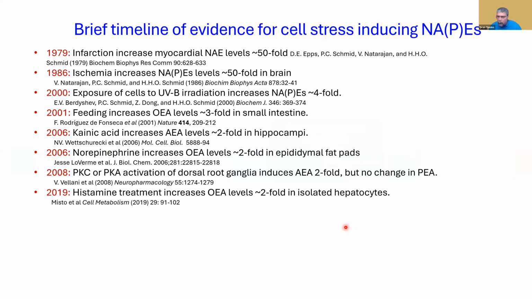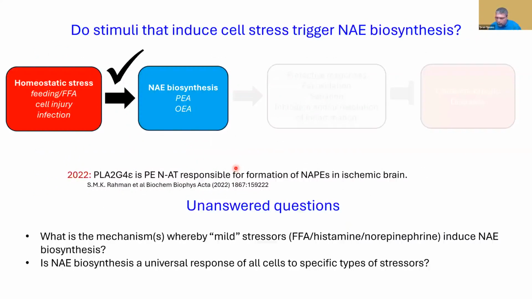And then a number of other of these, what I'd call homeostatic stressors, also give small changes in NAPE and NAEs. So for instance, feeding, which of course increases the level of free fatty acids fairly dramatically, will increase OEA levels about 3-fold. Kainic acid, norepinephrine, PKC, PKA activation, histamine, all of these will give about a 2 to 4-fold change in various NAEs. So there is at least this patchwork of knowledge that some stressors are inducing the NAEs, but we really don't understand the mechanisms. And I think the one exception to that is now with catastrophic stress.